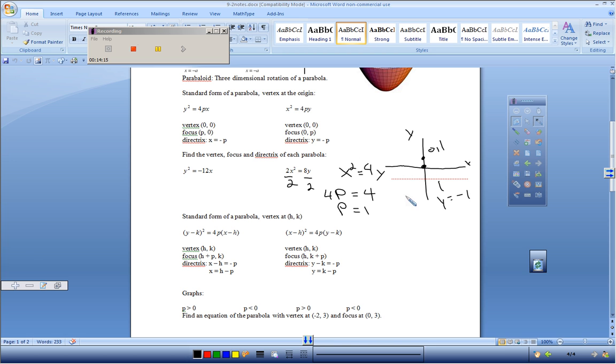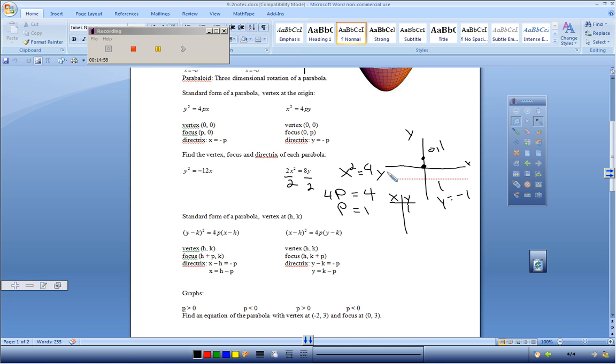And if I want to sketch this again, probably what I want is a couple other points. Now in this case, it might be wise to plug in a number for y and solve for x. If I plug in negative 1 for y, I'm not going to get any answer, because the parabola has to be above the directrix in this case. So let's plug in something above, let's say I plug in 1 for y over here.